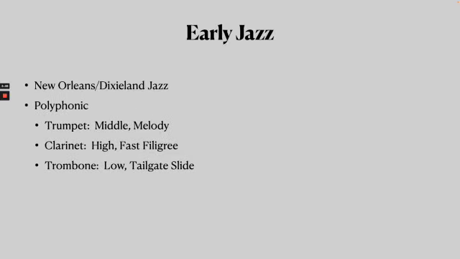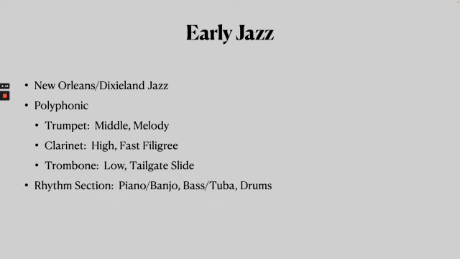Early jazz is often referred to as New Orleans or Dixieland jazz. It was developed in the South by African Americans who would have been descendants of slaves. Early jazz was polyphonic, with the trumpet playing the melody in the middle register, the clarinet playing fast filigree in the upper register, and the trombone sliding around in the lower register. This style of trombone playing became known as the tailgate trombone because the trombone players held their slides over the back of the vehicle's tailgate during parades.